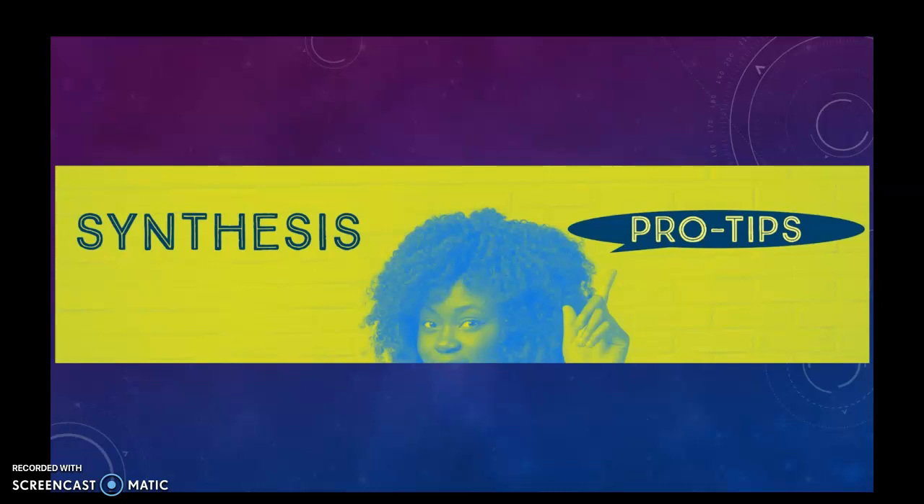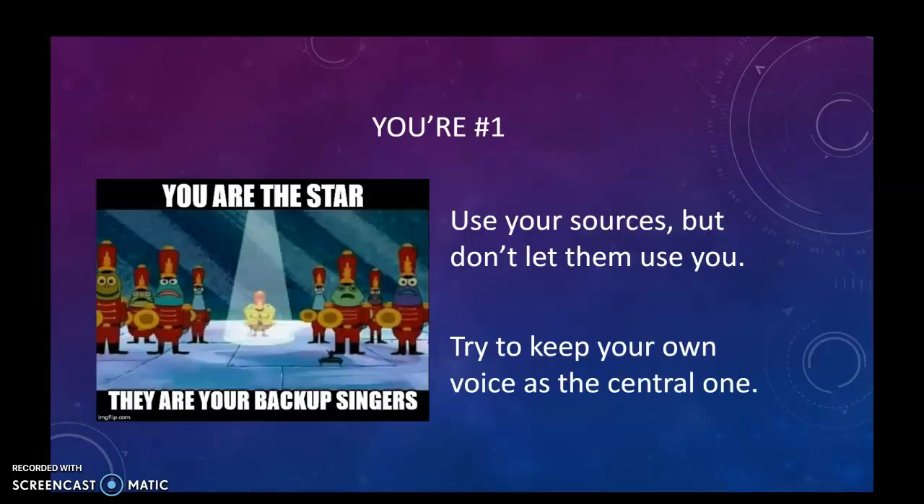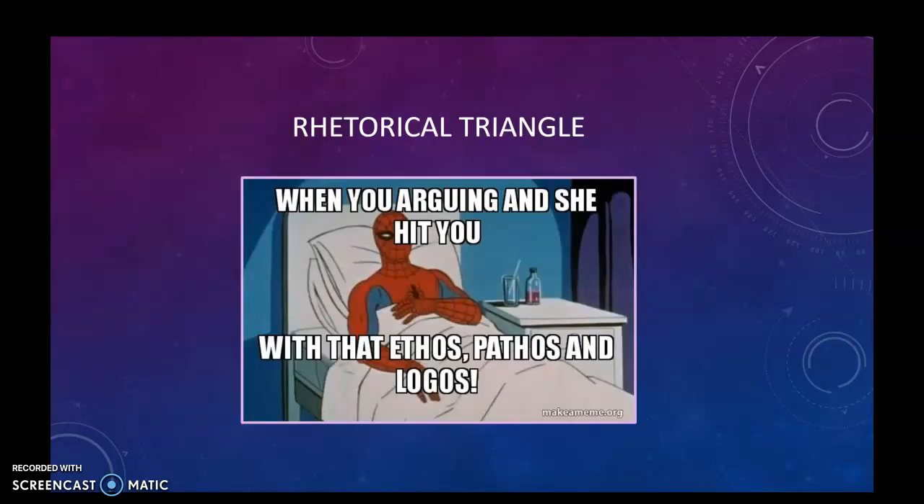Okay, I'm going to finish up with a few synthesis pro tips. Although this assignment requires you to use sources, you need to keep in control. Don't let your sources use you. Instead, keep your own voice as the central one. Also, using ethos, pathos, and logos is an important part of the assignment. Don't neglect ethos and pathos in your focus on sources. Use your own personal experiences and even narrative writing elements to help bring in all elements of the rhetorical triangle.